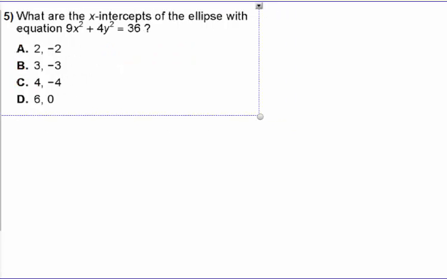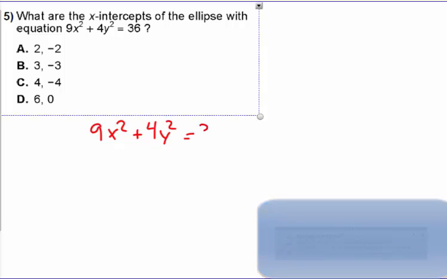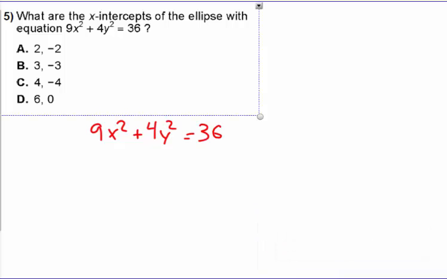Okay, so this is something that we have not done before, but if we're trying to find the x-intercepts, we know the y values would be 0 there. So the first thing we're going to do is go ahead and solve this. So we can start by subtracting 9x squared from both sides.